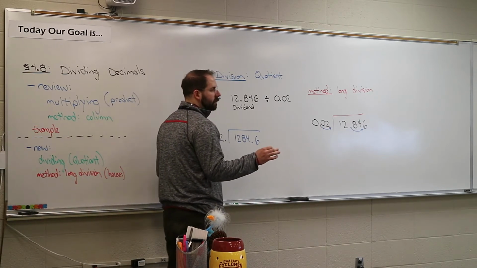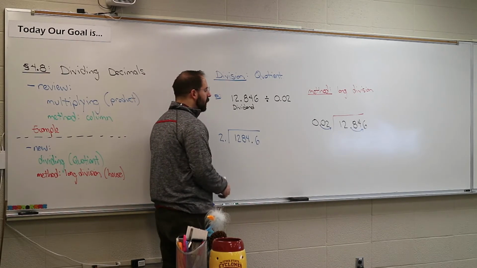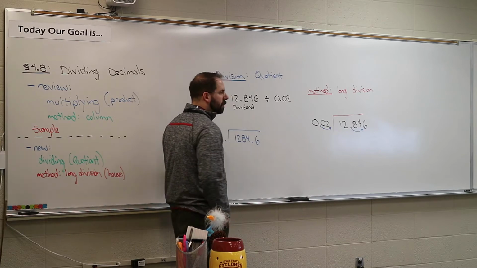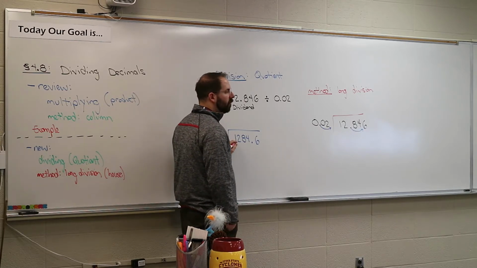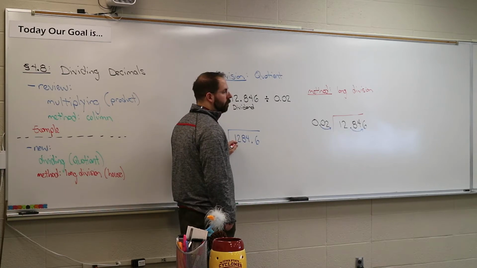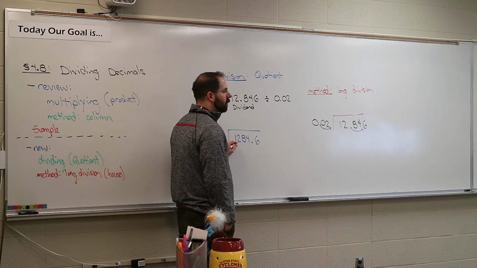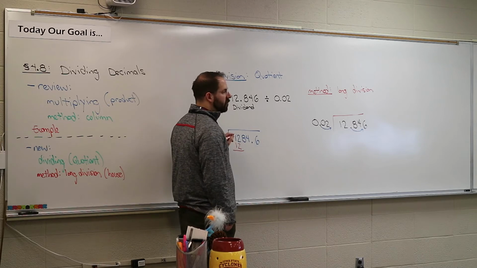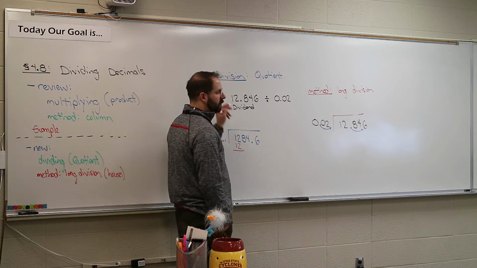Okay, makes sense? Yep. So now we're going to do the same math. I know that 2 cannot go into 1, but what's the closest 2 can get to 12 without going over? You can get right on 12, right? What's the number above 12 then? Go straight up, 6.